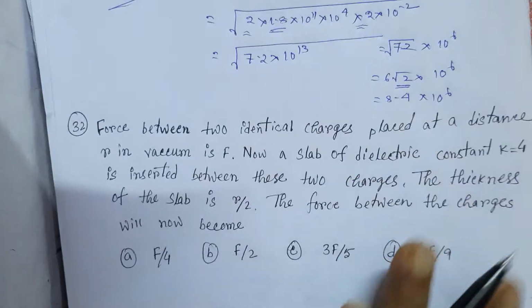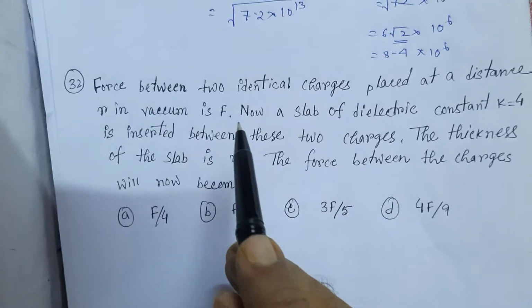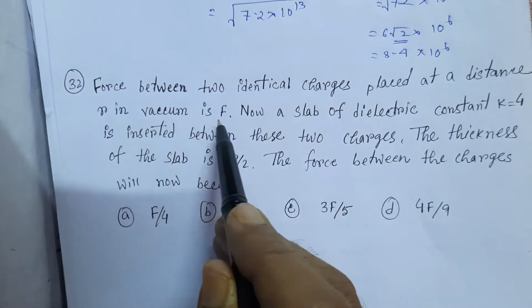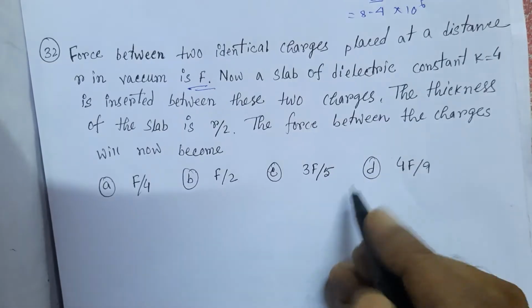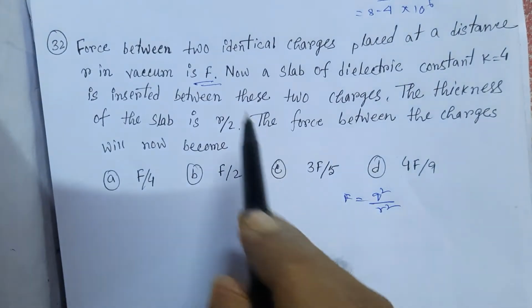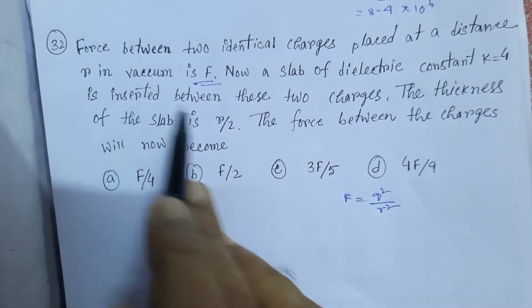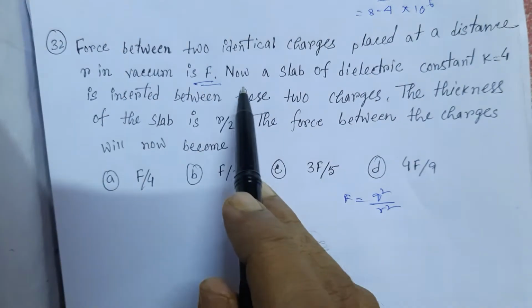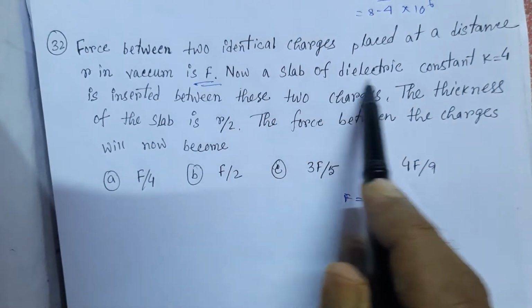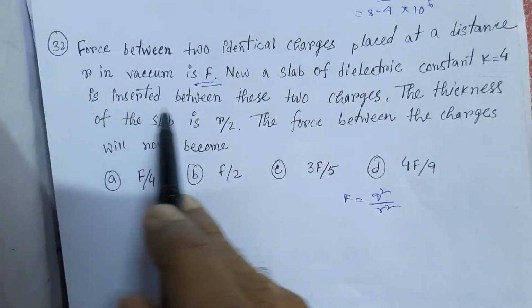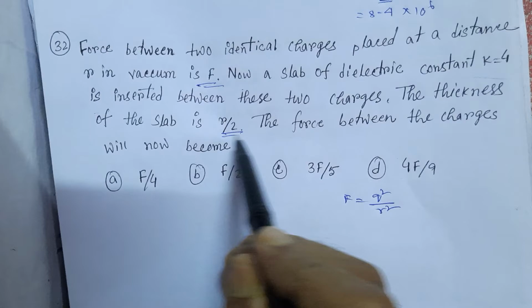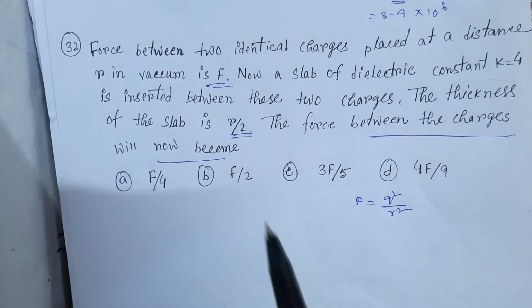Now let us take the question number 32. Force between two identical charges placed at a distance r in vacuum is F. So F equals Q square by R square. Taking, they are placed in vacuum, so K equals 1. Dielectric constant is taken as 1. Now a slab of dielectric constant K equals 4 is inserted between the two charges. The thickness of the slab is R by 2. The force between the charges becomes.